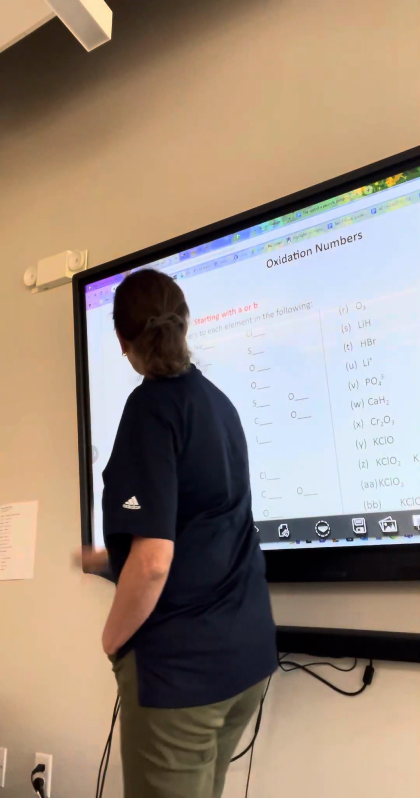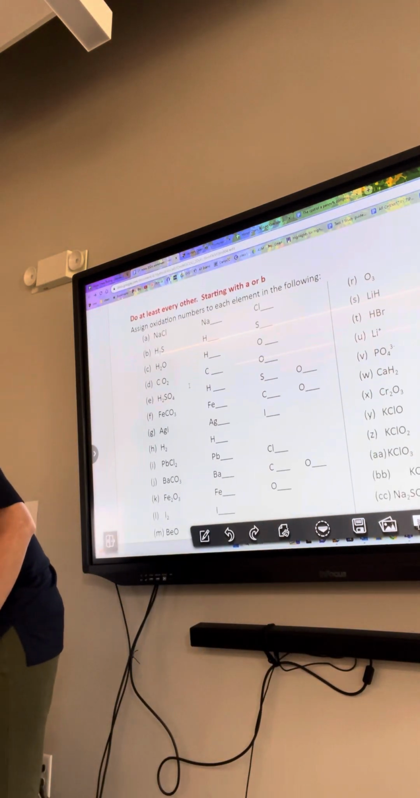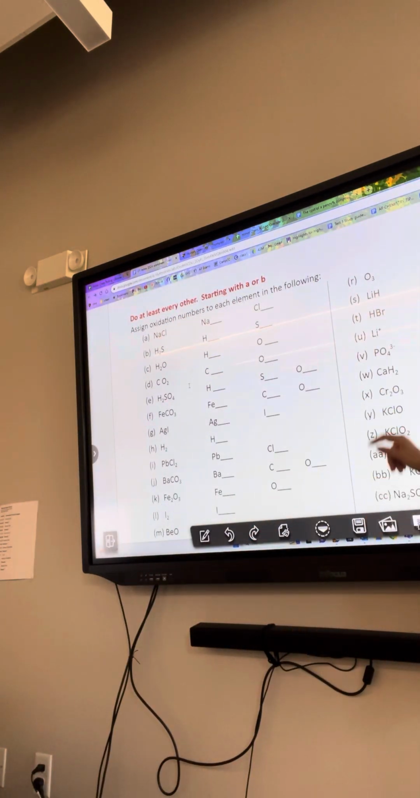Like, let's say we have KClO2. Let's see what happens here. The K will be what? +1. That's an alkali metal, right? The ClO2 will be a minus, right? Because we know HClO4 is a minus and that has to be a minus anyway. The overall charge is minus. The O is what? -2. The Cl is +1.